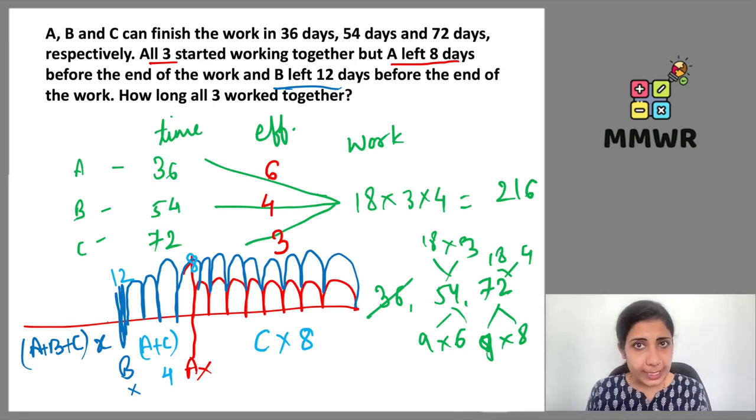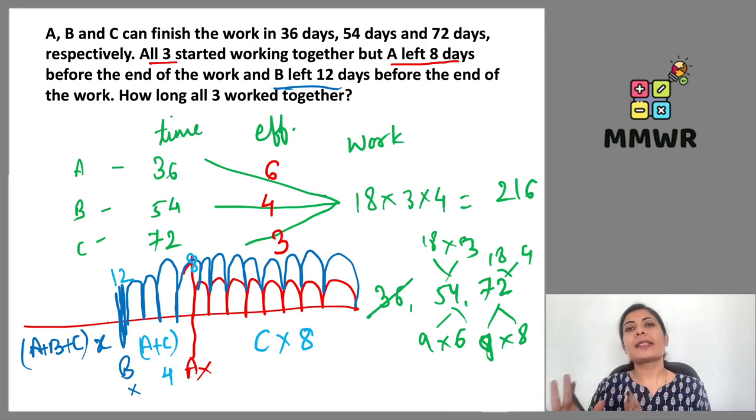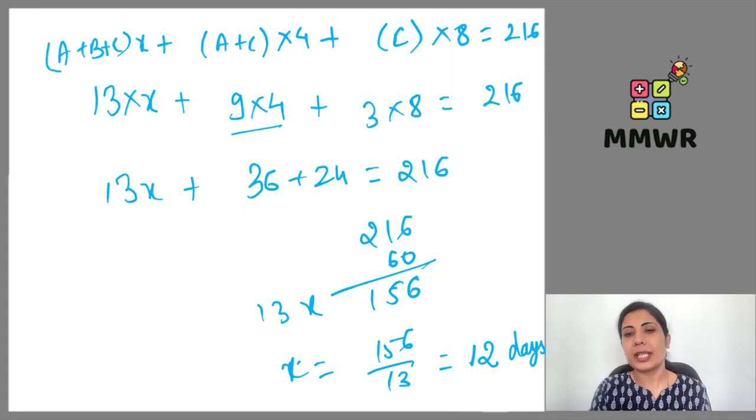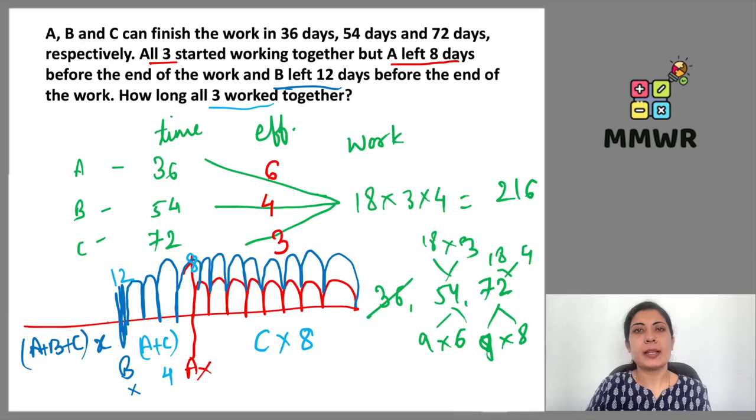They worked for 12 days and then B leaves the work, and then only A and C did that work for 4 days together, and then A also left out and then C is going to do it for 8 days alone to finish the remaining part of that entire task of 216, okay. So how long did all three work together? A, B, C were working for 12 days together. So 12 days is going to be the answer for this.